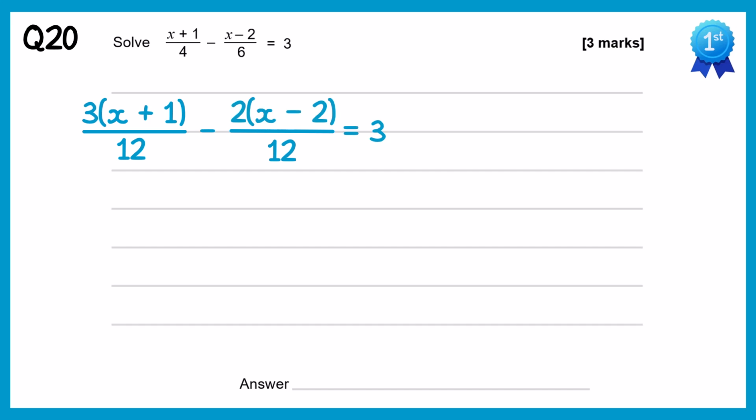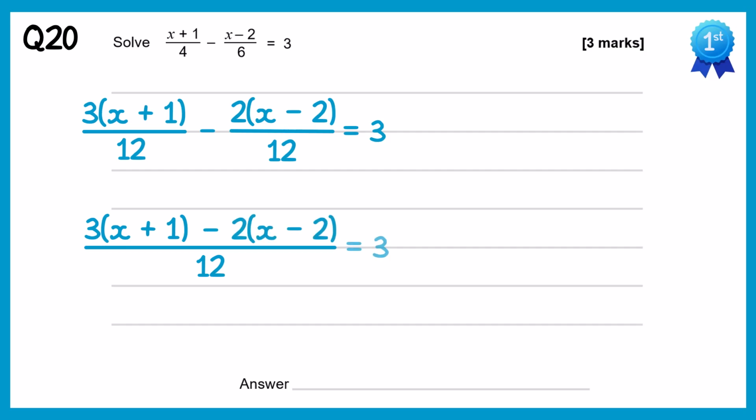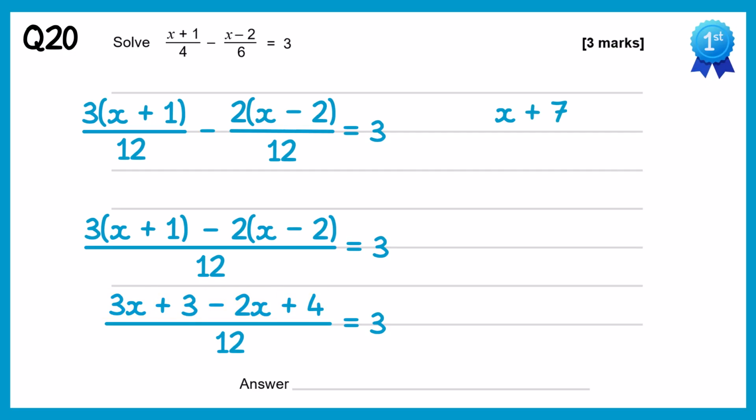We can now combine these to one big fraction all over 12. On the top, we have 3 lots of x plus 1, then subtract 2 lots of x minus 2, and this equals 3. We can now expand out the brackets on the top of this fraction. So we've got 3 times x, which is 3x, 3 times 1, which is plus 3, negative 2 times x, which is negative 2x, and negative 2 times negative 2, which is actually positive 4. We can simplify like terms here. We've got 3x take 2x, which is just 1x, and then 3 plus 4, which is 7. So the numerator is x plus 7, and this is over 12, and that equals 3.